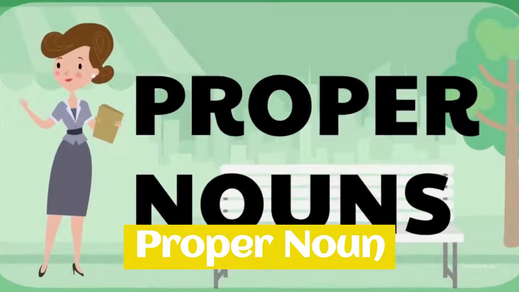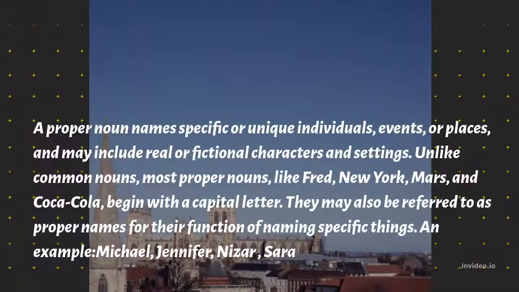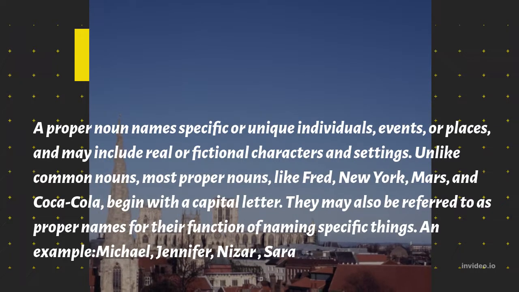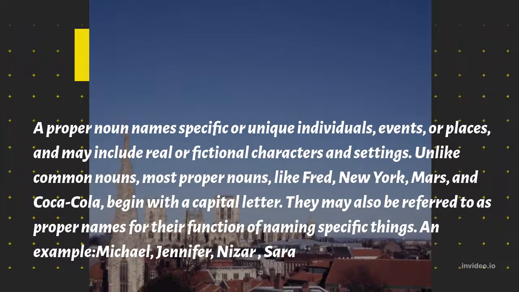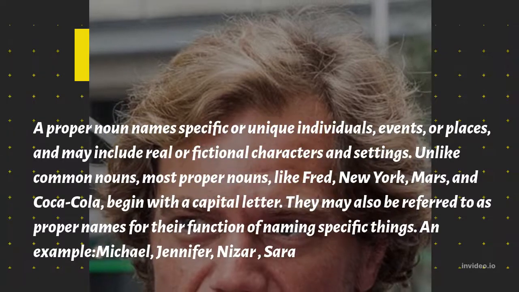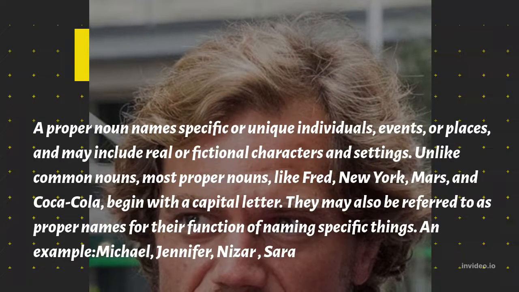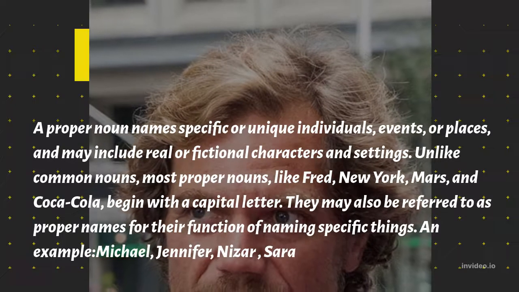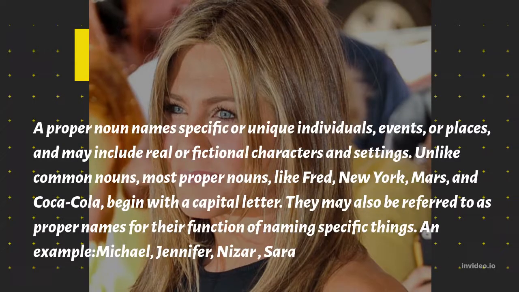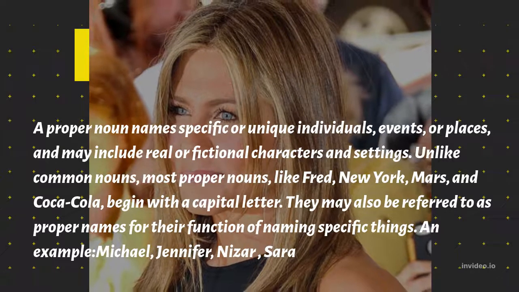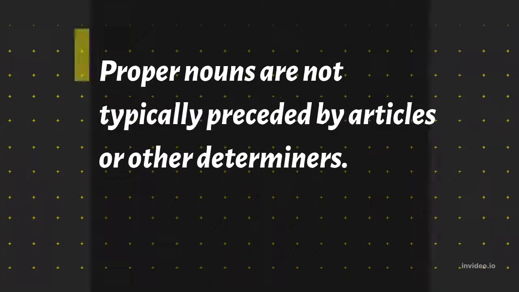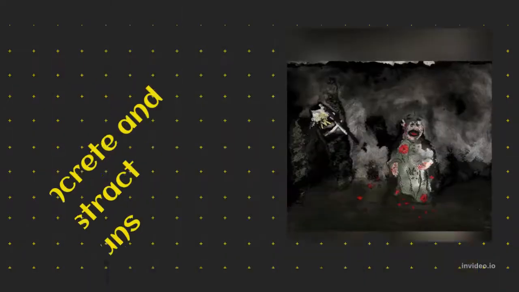Proper noun. A proper noun names specific or unique individuals, events, or places, and may include real or fictional characters and settings. Unlike common nouns, most proper nouns, like Fred, New York, Mars, and Coca-Cola, begin with a capital letter. They may also be referred to as proper names for their function of naming specific things. An example: Michael, Jennifer, Nizar, Sarah. Proper nouns are not typically preceded by articles or other determiners.